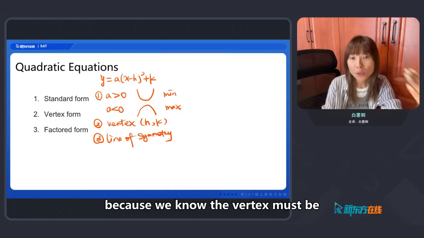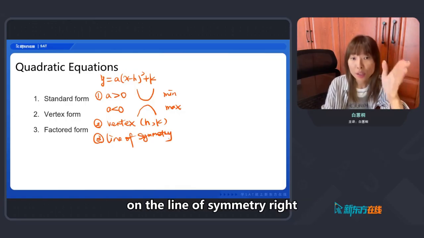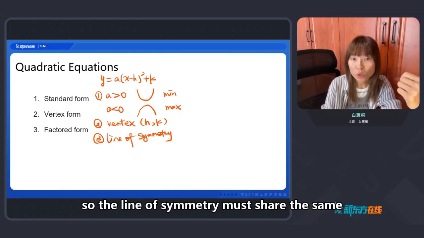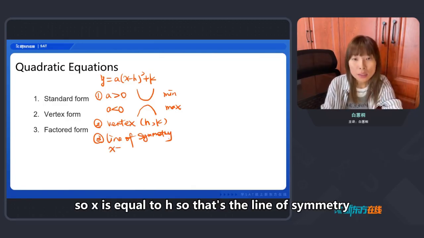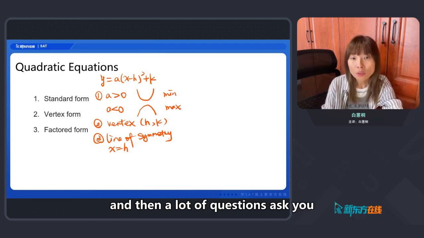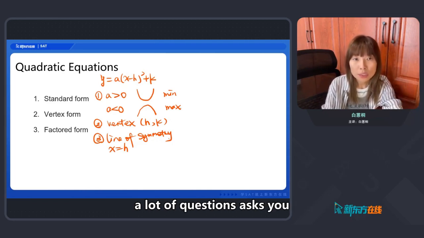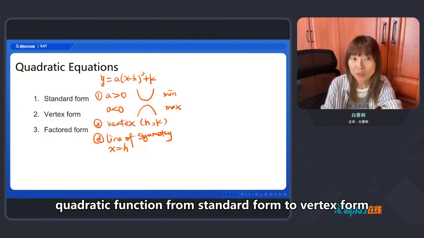Because we know the vertex must be on the line of symmetry, the line of symmetry must share the same x-coordinate with the vertex. So x is equal to h. So that is the line of symmetry. And then a lot of questions ask us to convert a quadratic function from standard form to vertex form.